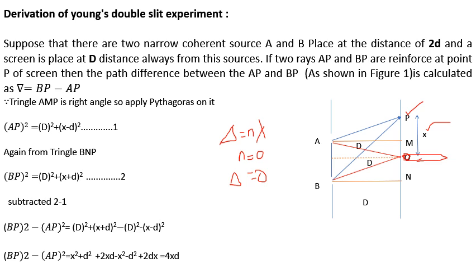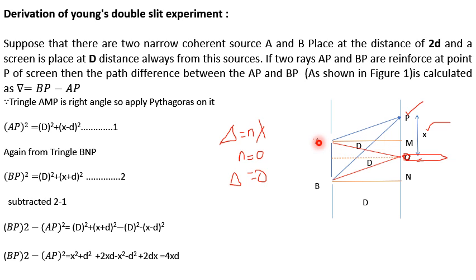Okay, now we have one triangle AMP and another triangle BNP. As you see here, both triangles are right angle triangles. AMP is a right angle triangle, and BNP is also a right angle triangle. So if these two are right angle triangles, then we can calculate AP and BP with the help of the Pythagoras theorem. As we know, for the Pythagoras theorem we have to know the values of the perpendicular, base and hypotenuse.